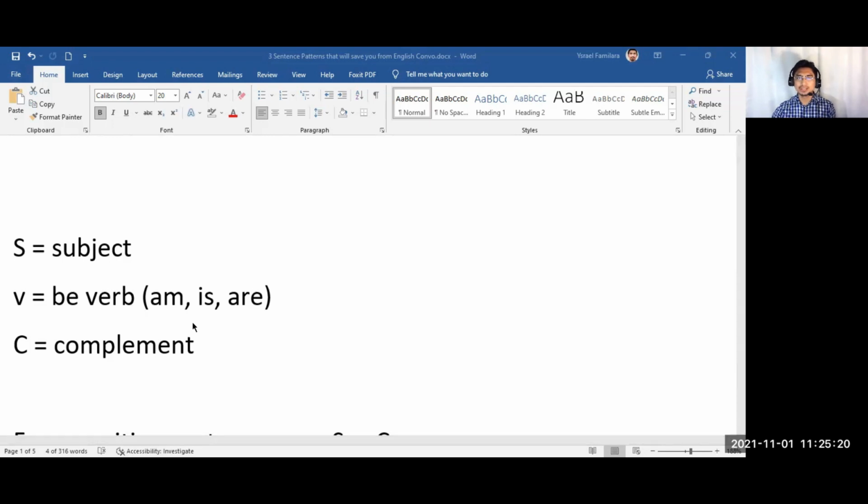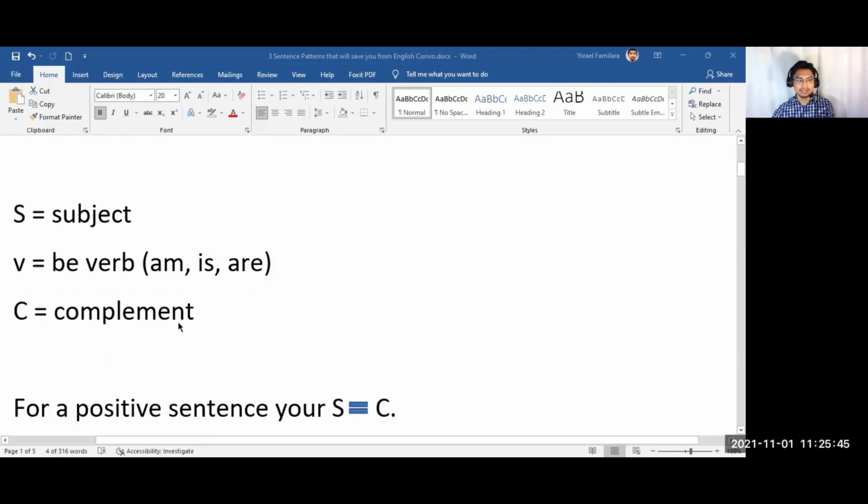Ano ba yung complement? What is a complement? Complement is a word that describes your subject in this particular pattern. So dapat yung complement mo would correspond to your subject. Okay? And we will have more understanding about this topic as we proceed to the lesson.